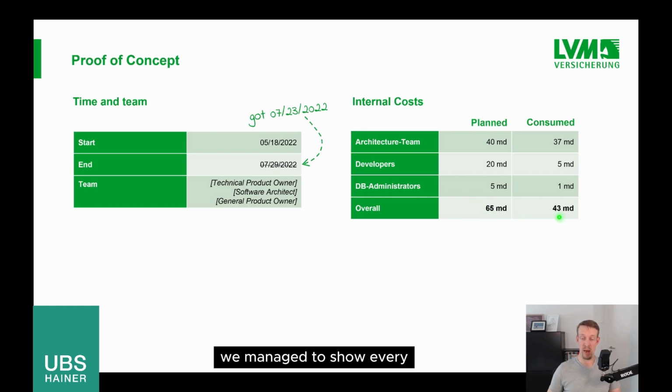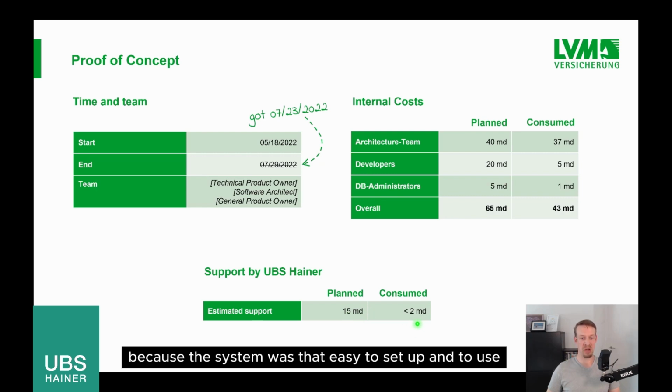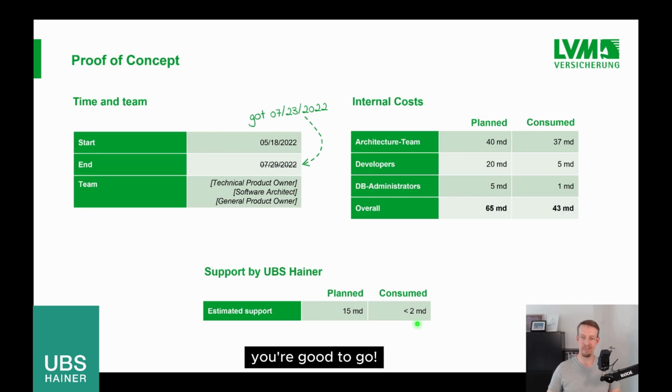We managed to show every requirement we had to meet. Even more interesting was the support we demanded by UBS Heiner. Originally, we bought support for 15 man days provided by UBS Heiner, but we requested not even 2 days. Because the system was that easy to set up and to use at the beginning, that we didn't really need that much help from UBS Heiner. As soon as you can deal with Docker and a shell, you're good to go.